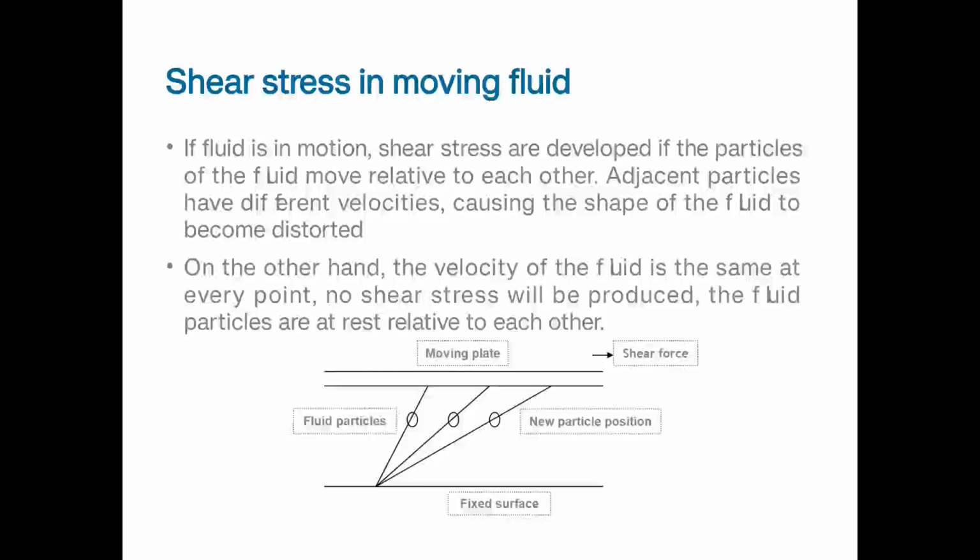So if fluid is in motion, then shear stresses are developed if the particles of fluid move relative to each other, which means the adjacent particles have different velocities, causing the shape of the fluid to become distorted. So, if you look into the picture, imagine that the bottom surface is a fixed one, like a river bed. Now the fluid is moving like the river water flow.